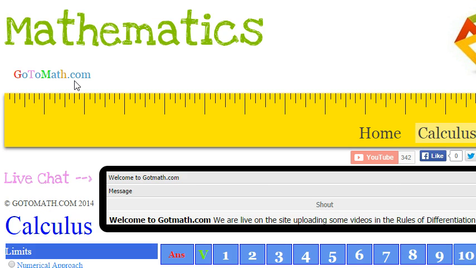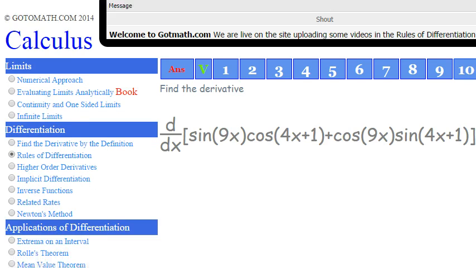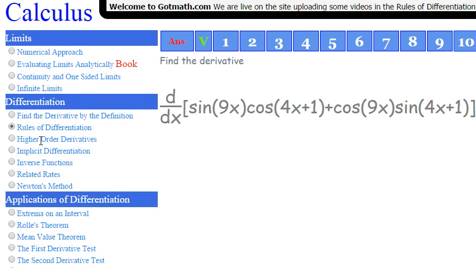Okay, we are at gotomath.com working some calculus problems. We are under differentiation. We're going through the rules of differentiation and looking at all the different functions that we can take the derivative of when we're bored. Anyway, this particular one here comes from this section.